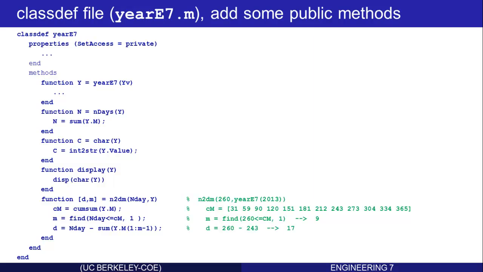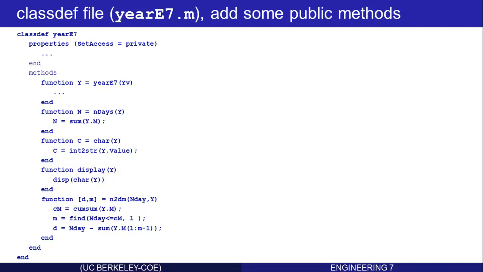To determine the date within that month, subtract from the given day the number of days in all the months preceding the 9th month. In other words, the sum from 1 to 8. That gives 243, and after the subtraction, 17. Therefore, the 260th day of 2013 is September 17th.